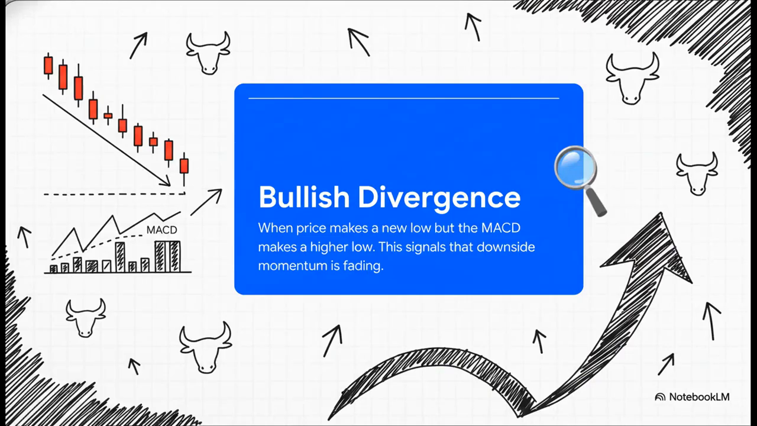That is a powerful warning that a reversal could be right around the corner. And guess what? It works the other way too, and it's just as powerful. It's called a bullish divergence. This happens when the price on your chart makes a new low, but your MACD indicator actually makes a higher low. This is an A-plus setup that suggests all that downside momentum is drying up and the bulls are getting ready to take back control.